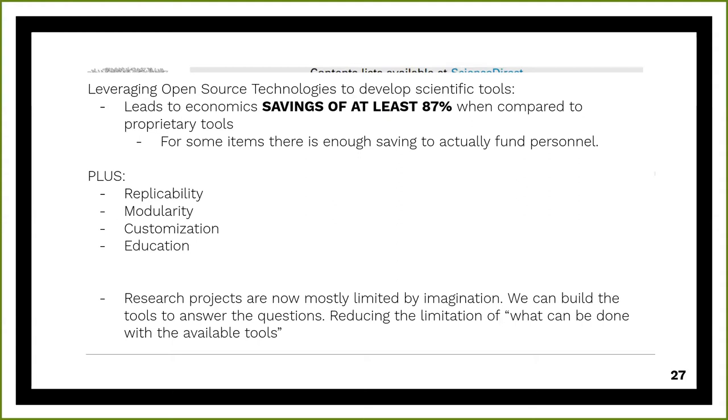And the last point for this that I would like to drill down on is that now, if you're able to build your own tools, your research projects are mostly limited by your imagination, right? Because we can build the tools to answer the questions that we have and not be limited by the tools that are available. I hope that makes sense.